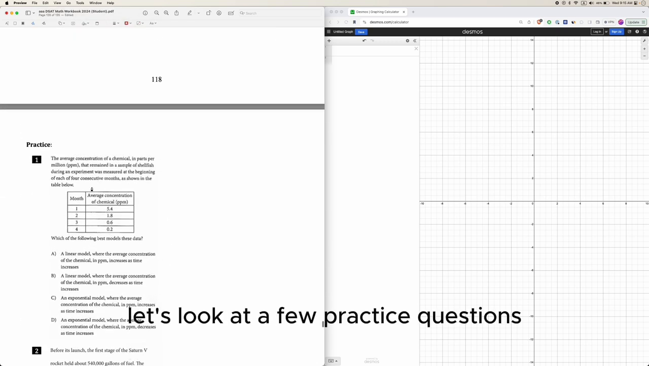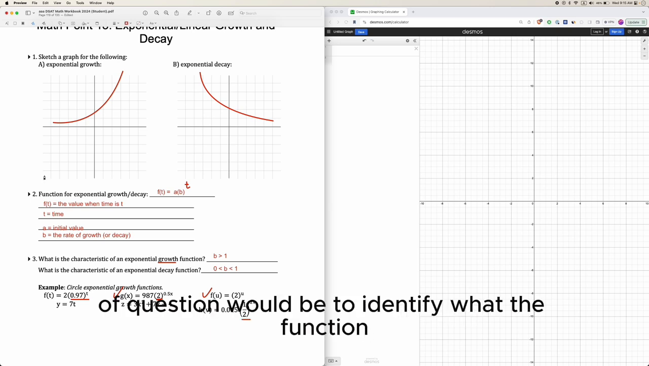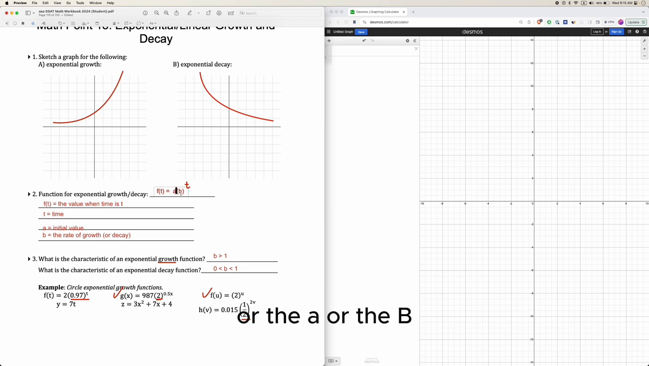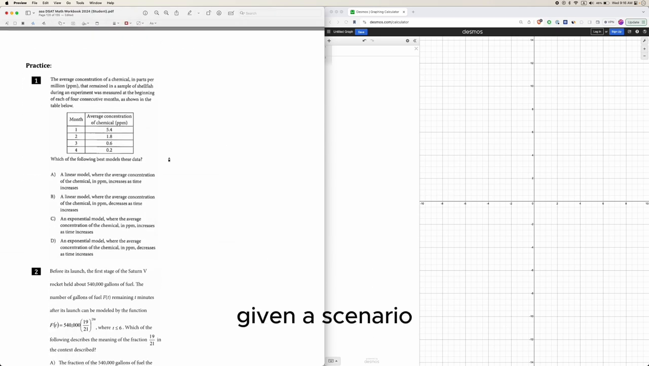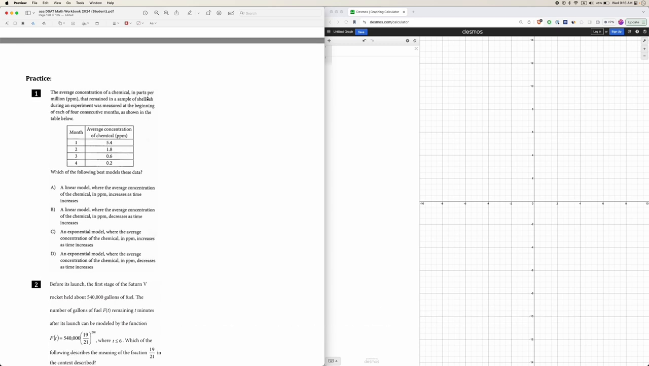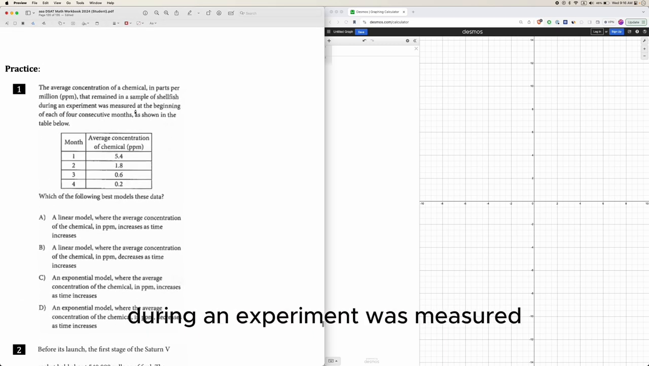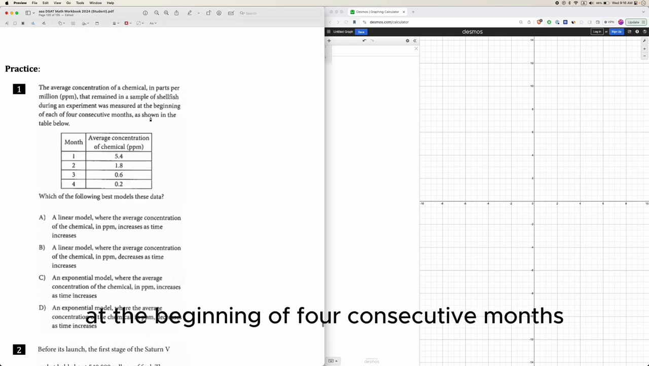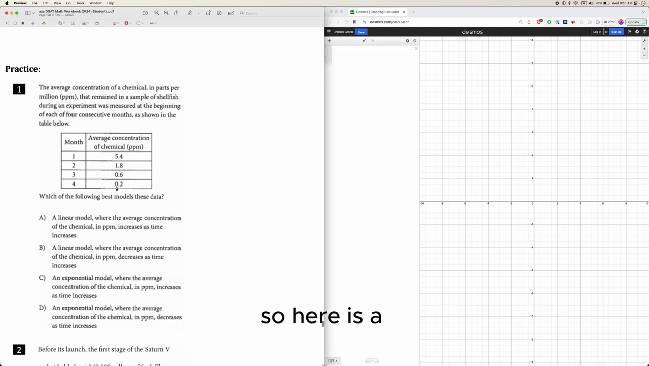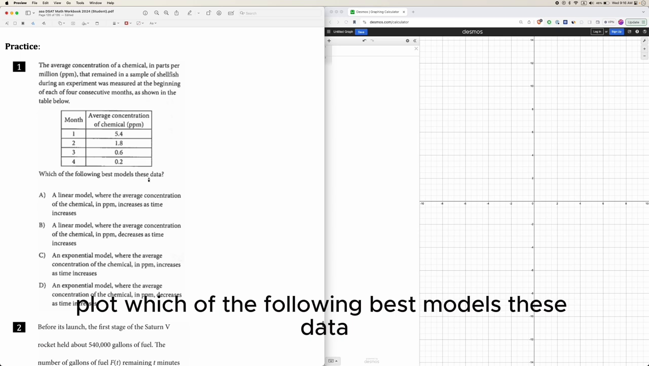Let's look at a few practice questions. On the digital SAT, the most common kind of question would be to identify what the function, or the a, or the b, or the t is, given a scenario. Here, the average concentration of a chemical that remained in a sample of shellfish during an experiment was measured at the beginning of 4 consecutive months. So here is a plot. Which of the following best models these data?